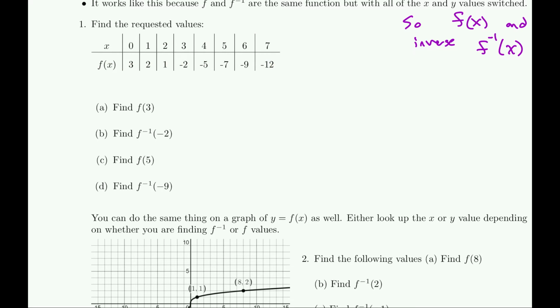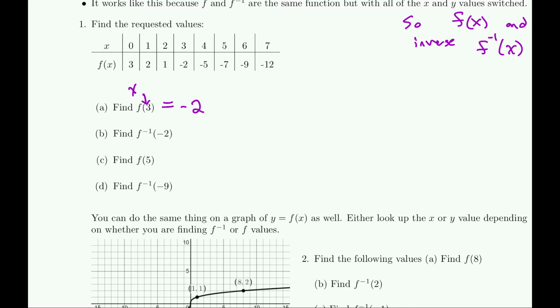Now, we know how to calculate something like f of 3. If you were going to calculate f of 3, what you would do is go to the x column. This 3 is an x value, x equals 3. So you go over to the 3, and then you go down to the f of x value, and that's -2. So f of 3 is -2.